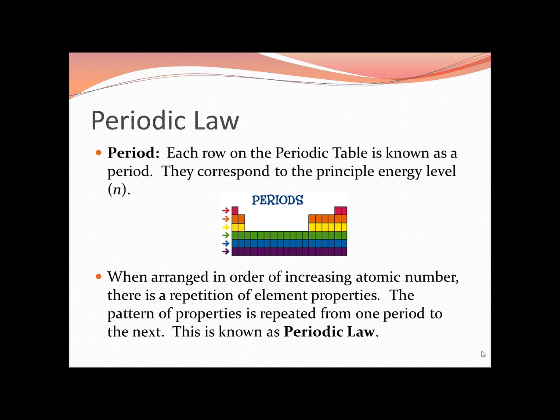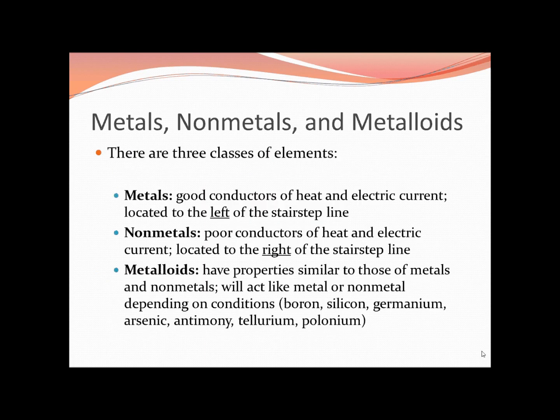When arranged in order of increasing atomic number, there is repetition of elemental properties. The pattern of properties is repeated from one row to the next. We call this periodic law. So as we go across the periodic table and then go down to the next row, the properties are repeated. And so this repetition gives us the periodic law.